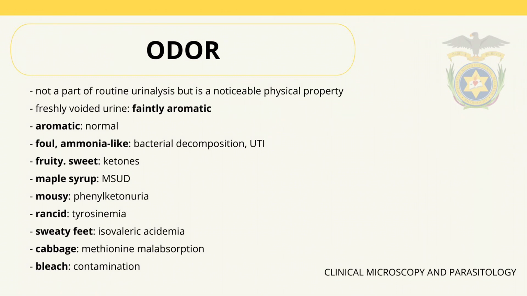And for mousy odors, which can be found in phenylketonuria. For rancid smelling urine, which can be found in people with tyrosinemia. And for sweaty feet, which is found in isovaleric acidemia. For cabbage smelling urine, which can be because of methionine malabsorption. And for bleach smelling urine, which can be caused by contamination.